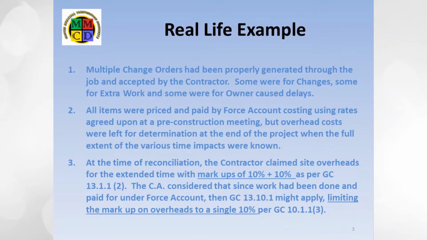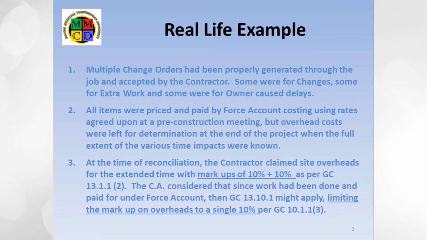Here's the real-life example that generated this video. The contract had been extended multiple times throughout construction. Some extensions were due to changes, others due to extra work, and others due to delays which were acknowledged by all to be owner-caused delays. All items had been properly authorized by change orders at the time and paid for using previously agreed force account rates. However, given the number of these change orders and the uncertainty about the net effect of their time impact, it was agreed between the CA and the contractor to leave the site overheads for reconciliation near substantial performance. This time had now come.